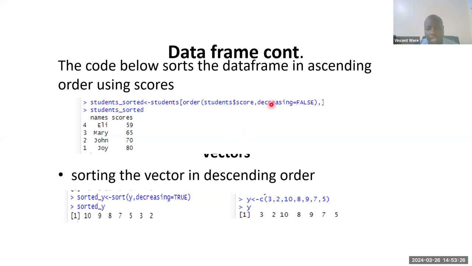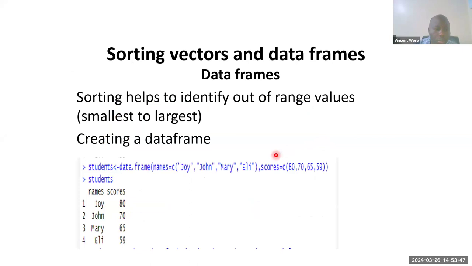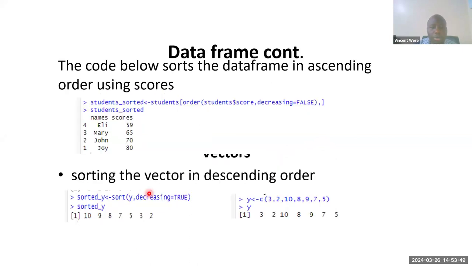And then you put a comma, say decreasing is false. Decreasing is false means what? It means that we don't want decreasing, but we want increasing. You close the bracket, you put a comma, and then you close the bracket. Why not scores? It can be scores, depends on what you wrote here. Yes, it should be scores, sorry. Scores. Students, dollar sign. If you hit the dollar sign, the right name will pop up.